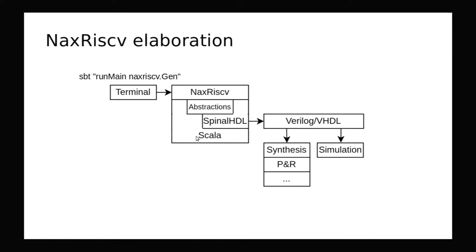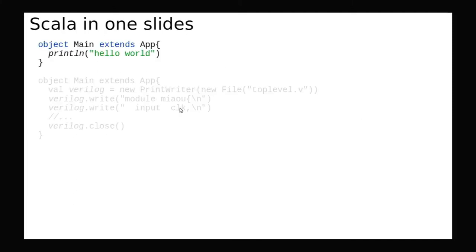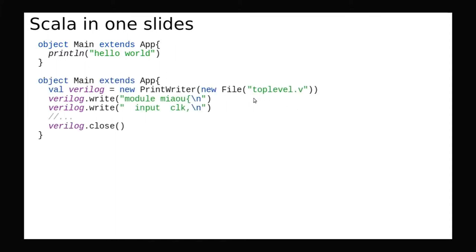And on top of Scala and SpinalHDL, there are quite a few abstractions that I will now focus on in the next slide. So, Scala is a general purpose programming language, and here is an example of how to write a hello world with it. So, yeah, okay, nothing fancy. And if you want to generate some Verilog file out of it, you could use the file API of the language, like opening a new file, writing stuff in it, string by string. But that's really not what we want to do, because this is horrible to do.